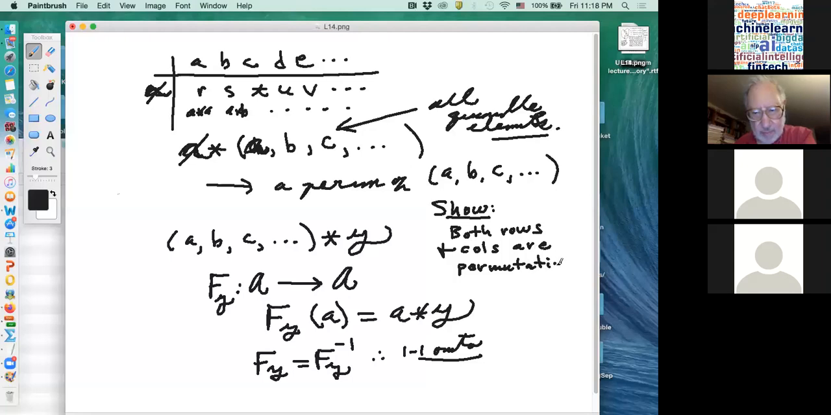So if you can prove this, is it clear that having this multiplication produce a permutation forces the table to satisfy the Crandall axiom? No, I still don't think it's clear, right? I don't think it's quite clear.